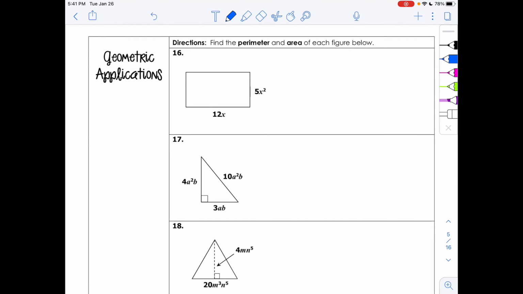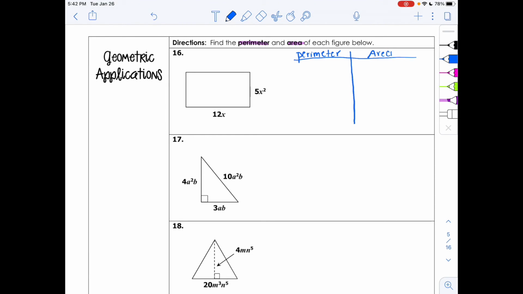So in these first problems, the directions are asking us to find the perimeter and the area. So when I look at number 16, I have a rectangle, and I'm going to divide my workspace up into a table because I know I'm finding 2 things, where on one side I'm going to find the perimeter, and on the other side we're going to find the area.